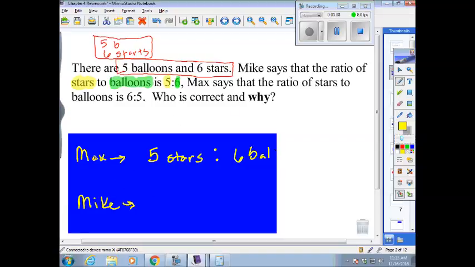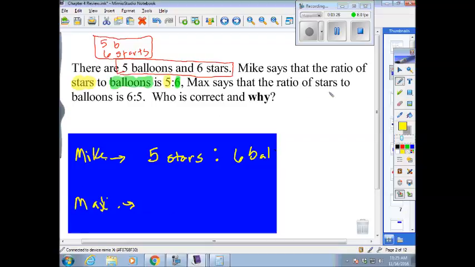Oh, I got these backwards, don't I? Yeah. Dang it. Sorry. See? Even me, I get to go on and I read it wrong or whatever. So this is actually what Mike said right here. And then Max was saying this.